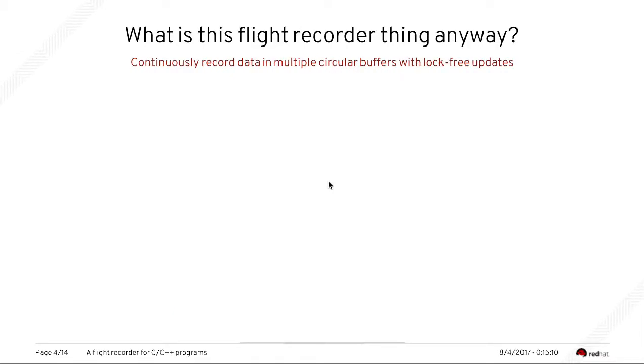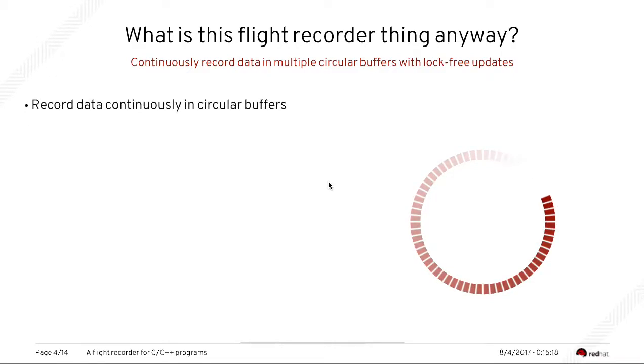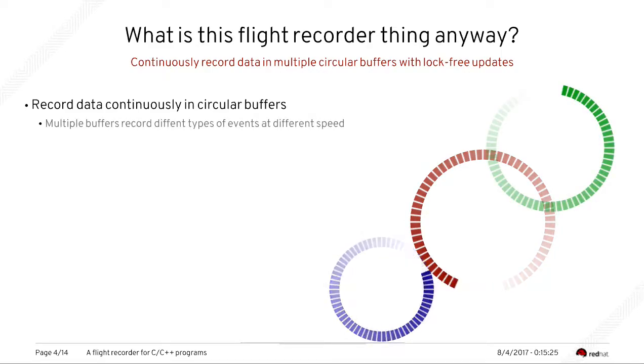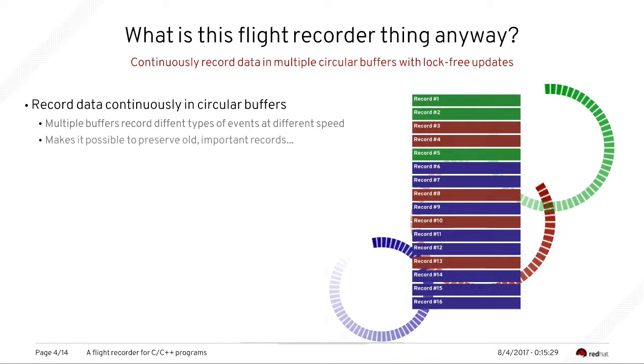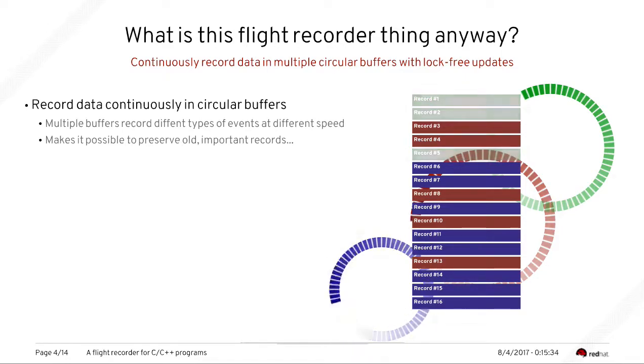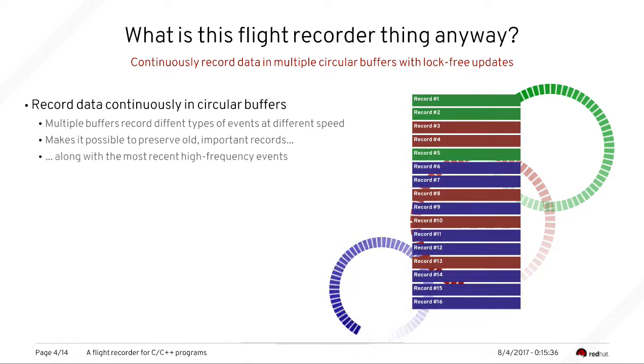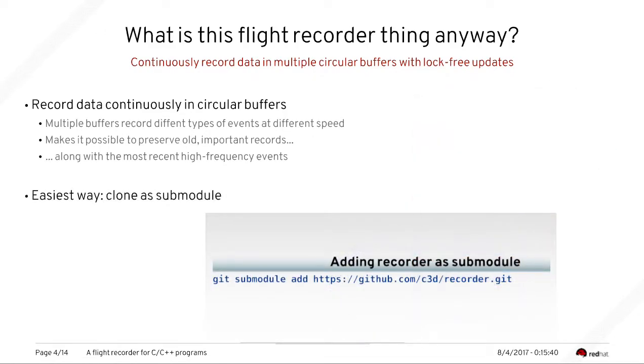So how does it work? What is this flight recorder? It's basically a way to continuously record data in multiple circular buffers with lock-free updates. You record data continuously in circular buffers, so new data overwrites old data. But you can have multiple buffers recording different types of events at different speeds. That makes it possible to preserve all important records, like the ones in green here, along with the most recent high-frequency events, like the ones in blue here.